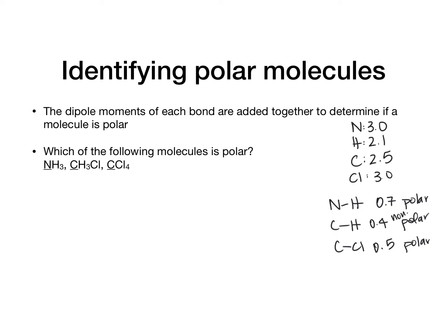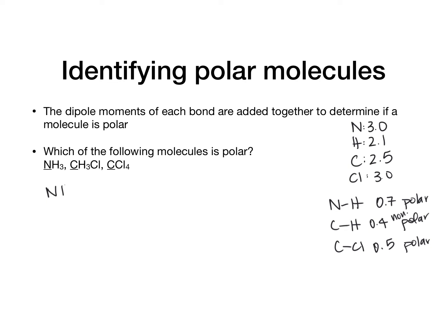Polar for carbon hydrogen. Although it is on the borderline, it is most often assumed to be nonpolar. So the question asks which of these are polar. Most of these have a polar bond. So how can we figure out what is polar and what is not? We need to look at the 3D structure. So let's draw the 3D structure for each of these.